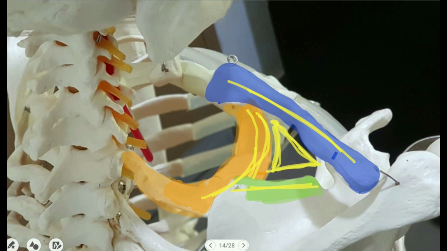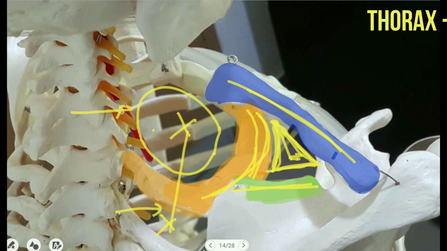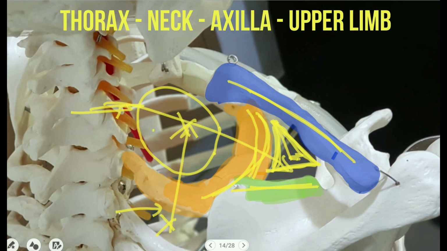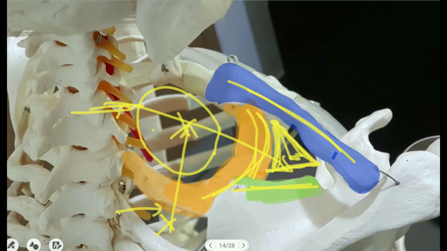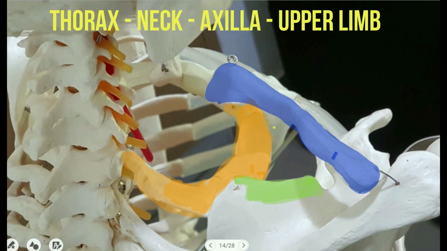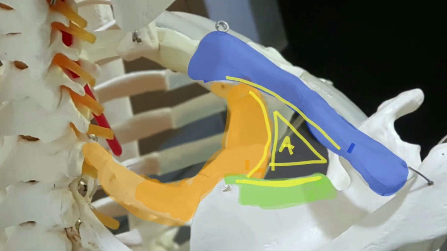Keep in mind, this is the apex of the axilla. What is this area? Look at here. This area is the communication between the thorax and the neck. Below is the thorax and above is the neck. Any structure that is inside the thorax will come out of the thorax, will reach the neck, and then from the neck it will move towards the axilla and then towards the upper limb. So from here we can easily demonstrate the boundaries of the apex of the axilla.